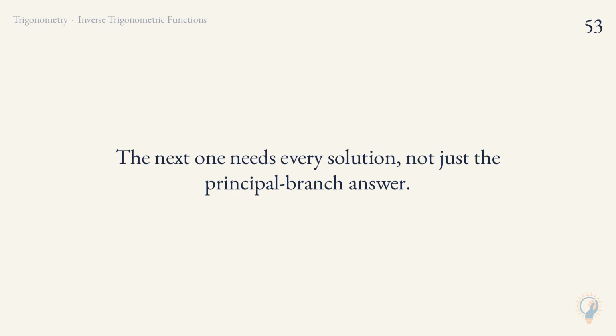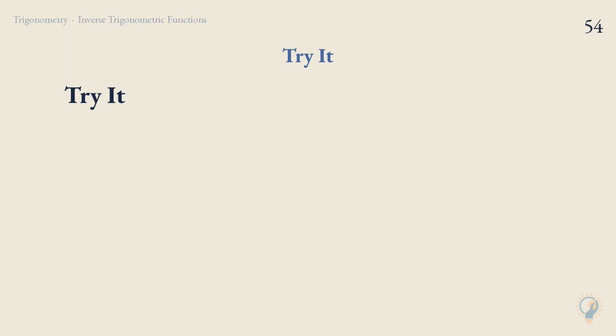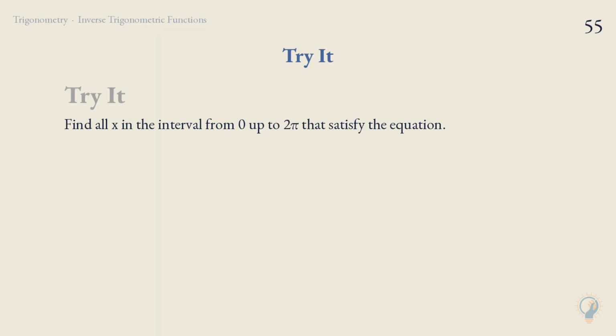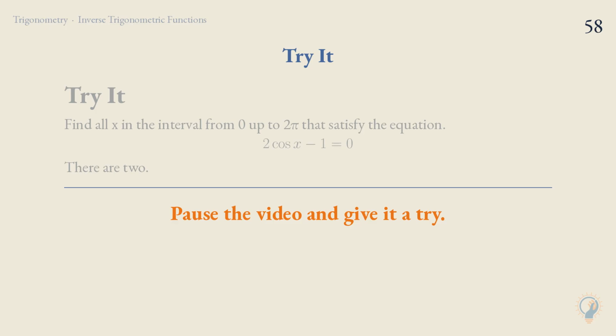The next one needs every solution, not just the principal branch answer. Try it. Find all x in the interval from 0 up to 2 pi that satisfy the equation 2 cosine x minus 1 equals 0. There are two. Pause the video now and give it a try.